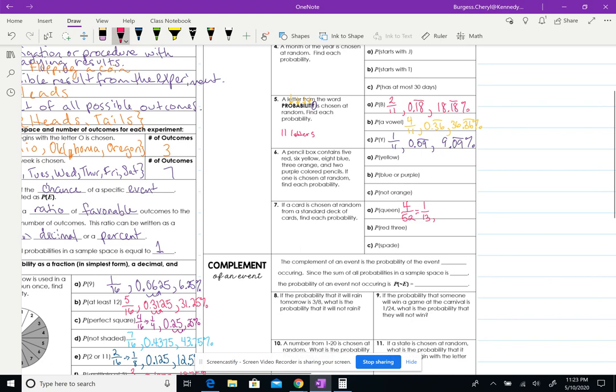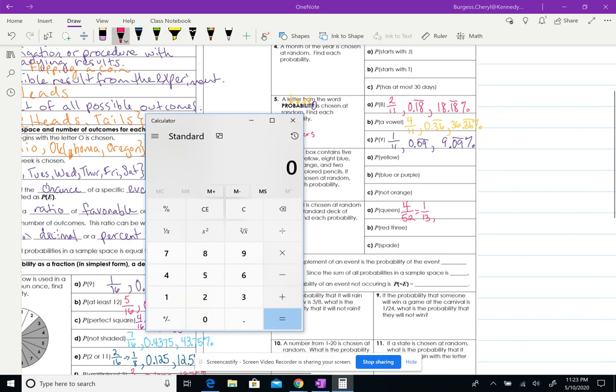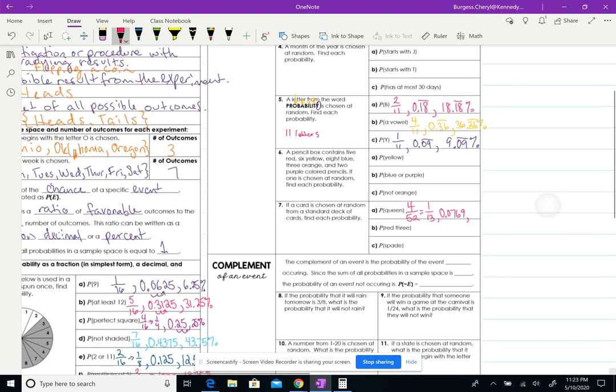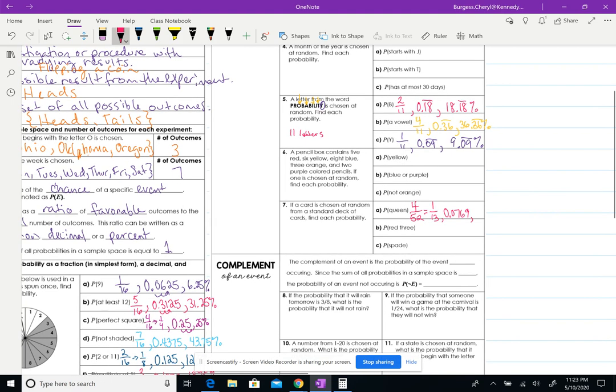And 1/13 as a decimal. 1 divided by 13. Okay, we're going to round that number to 0.0769. Okay, and writing this as a percent is 7.69%.